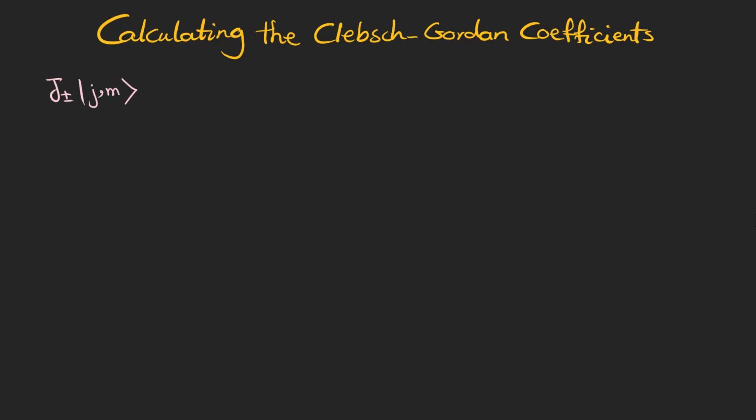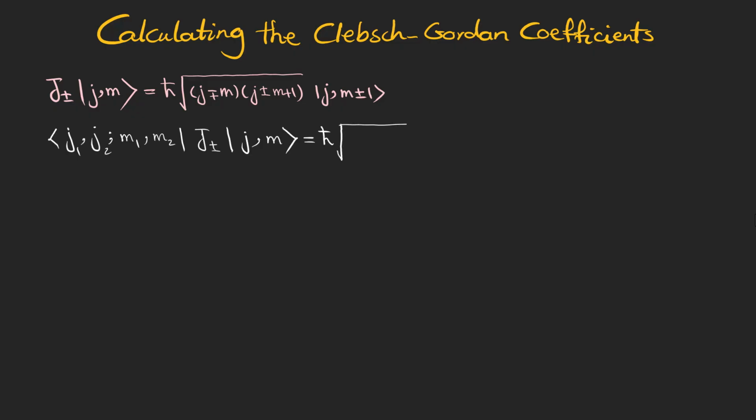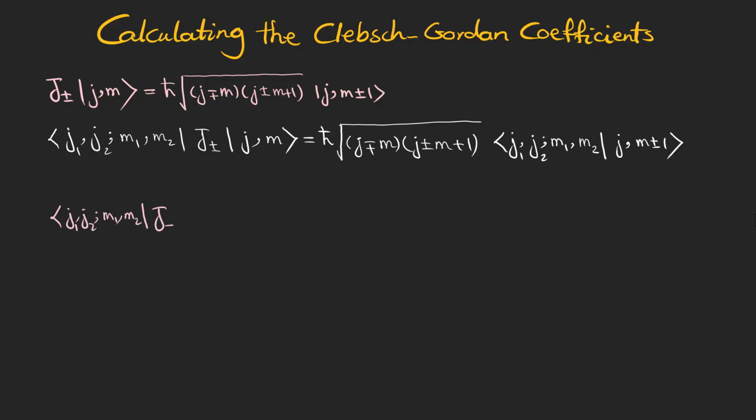When the raising and lowering operators of the total angular momentum act on the coupled states, they increase or decrease the quantum number m by 1 unit. So using them between these two states and acting them on the right, which is the coupled state, gives the Clebsch-Gordan coefficients. We can also act these operators on the uncoupled states.